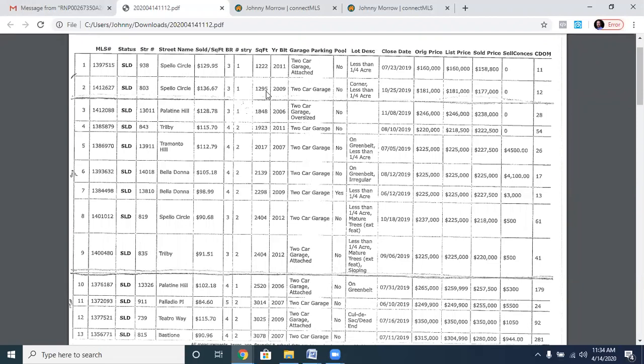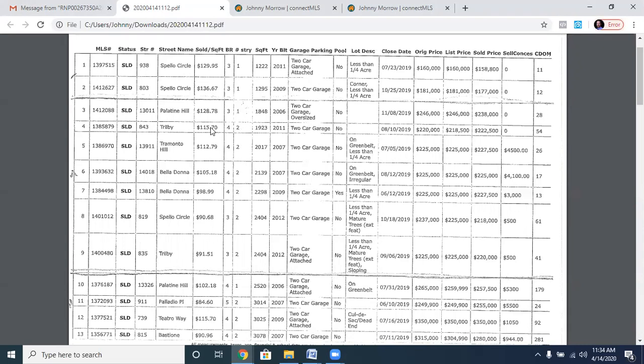Right? I can't go down to 1295. That is way too small. And this one right here is actually a 1-story. So I actually can't even use that one as a comp because it's a 1-story. My home is a 2-story. So that's going to leave me with these 3 right here.